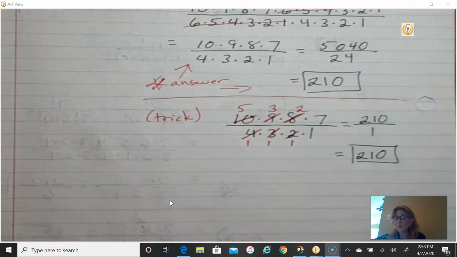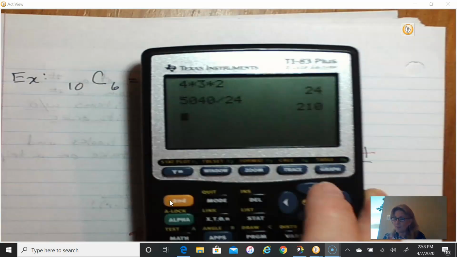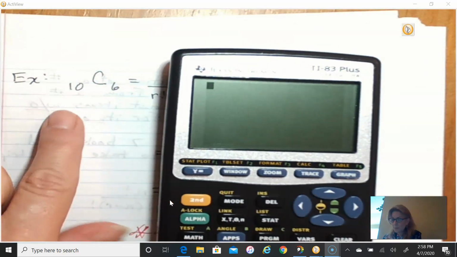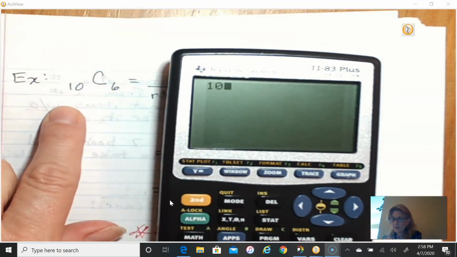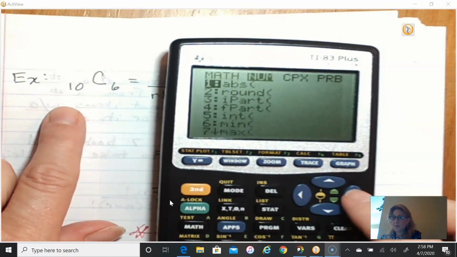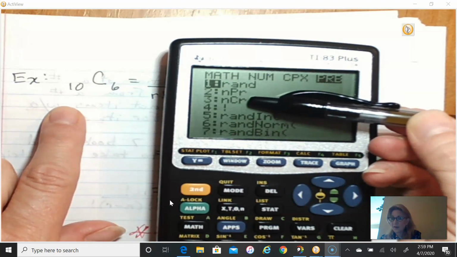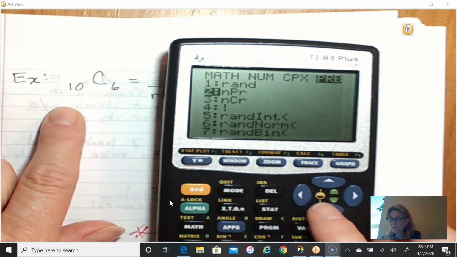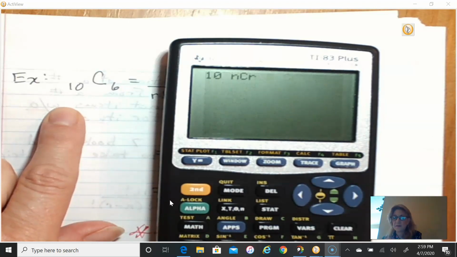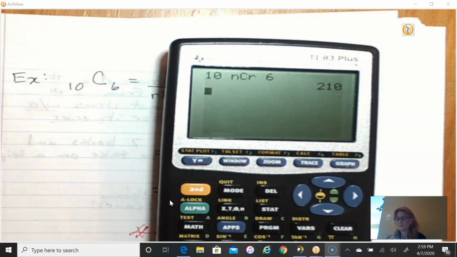And then if we were to do it with the graphing calculator and bypass all of this and just start at the beginning, put in 10 first, math, move over to your PRB. And then don't forget, we're doing number 3 right there, that nCr. Hit enter, then 6. Hit enter again. 210. A little bit easier, right, guys?